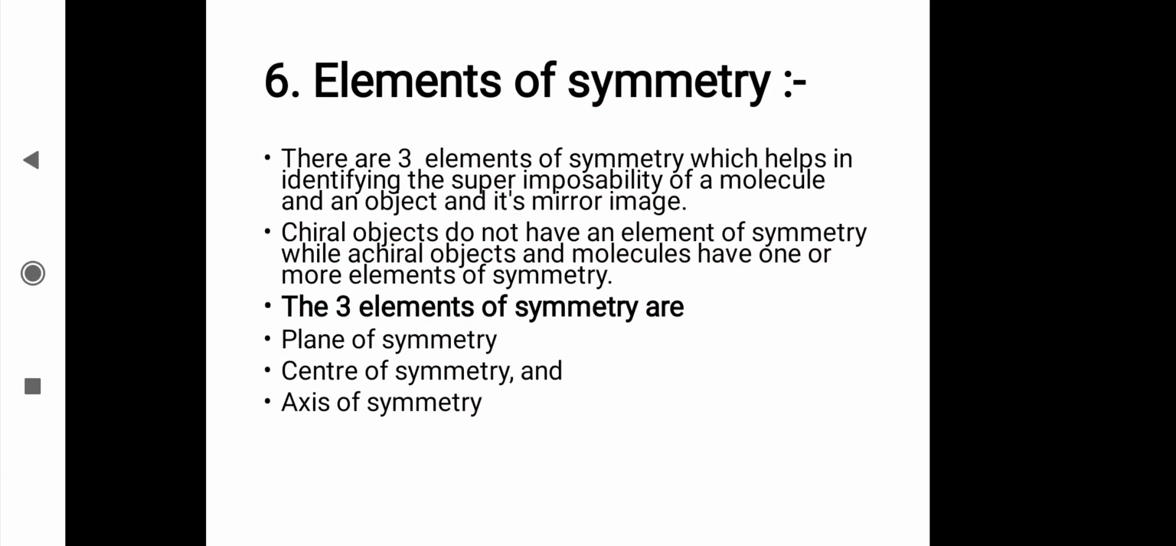Then elements of symmetry. Basically there are three elements of symmetry which help in identifying the superimposability of a molecule or object and its mirror image. Chiral objects do not have an element of symmetry, while achiral objects and molecules have one or more elements of symmetry. So you should take note that chiral objects do not have any element of symmetry, and I will list the elements of symmetry for you. The elements of symmetry are the plane of symmetry, the center of symmetry, and the axis of symmetry. We'll get to know what they mean.